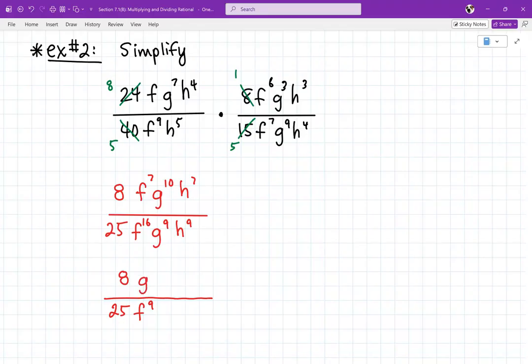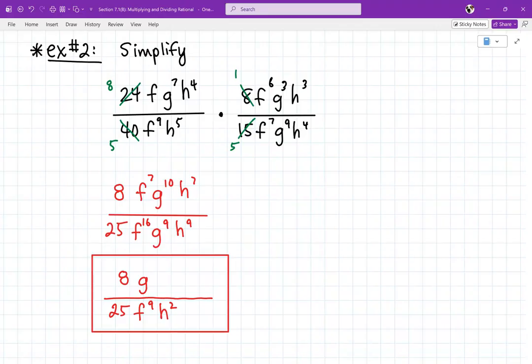And then do h. H to the 7th over h to the 9th. 7 minus 9, that's negative 2. By the way, you always subtract top to bottom, okay? So 7 minus 9 is negative 2. That's h squared, and there's my answer. Again, if you want to move the 8g a little bit more to the middle, feel free, but that's perfectly fine. There's nothing wrong with that.